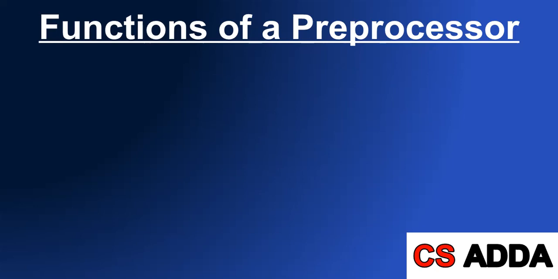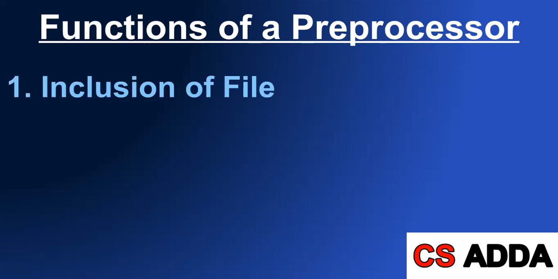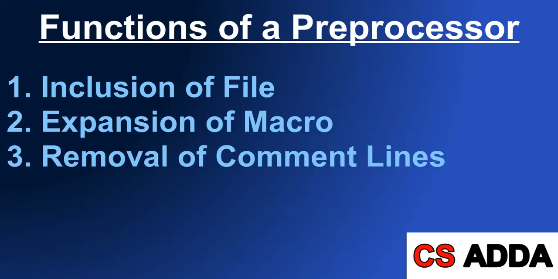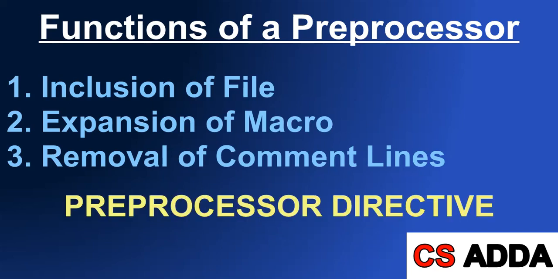So, the functions of a preprocessor are: number 1, inclusion of a file; number 2, expansion of macros; and number 3, removal of comment lines. Since this works before the compiler actually starts its processing, it is called the preprocessor. And also in C, whatever we write after the hash sign, for example hash include, is called a preprocessor directive, as it is processed by the preprocessor before the actual processing by the compiler starts.